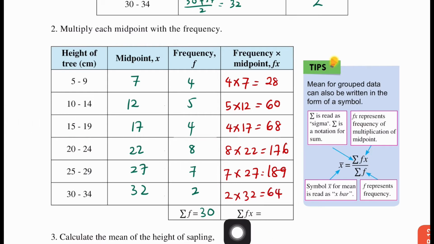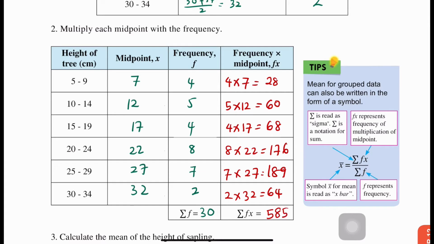And then, okay, these symbols, look over here. So, these symbols is read as sigma. Sigma is a notation for sum. Kalau awak nampak simbol sigma ni dalam maths, maksud dia hasil tambah. So, fx represent frequency of multiplication of midpoint. Ni maksud dia awak kena cari hasil tambah f darab x tadi. Ni kan f darab x kan? So, ada simbol ni hasil tambah, maksud dia awak tambahkan semua. So, 28 plus 60 plus 68 plus 176 plus 189 plus 64 gives you total of 585.